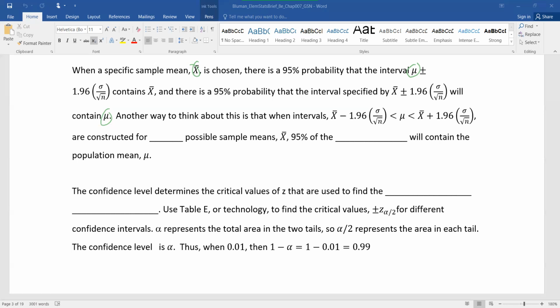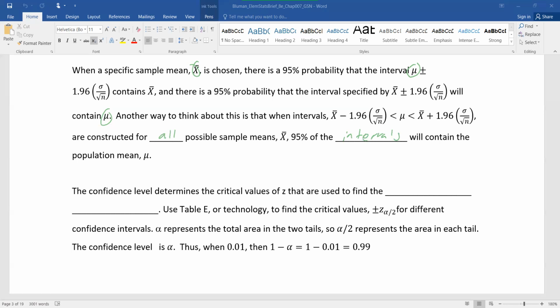So basically this is your range, whatever result you get here, this is your interval, and your population mean will fall in that interval, and you're 95% confident in that. They are constructed for all possible sample means, so 95% of the intervals will contain the population mean. It's basically the same thing we keep saying in different words.